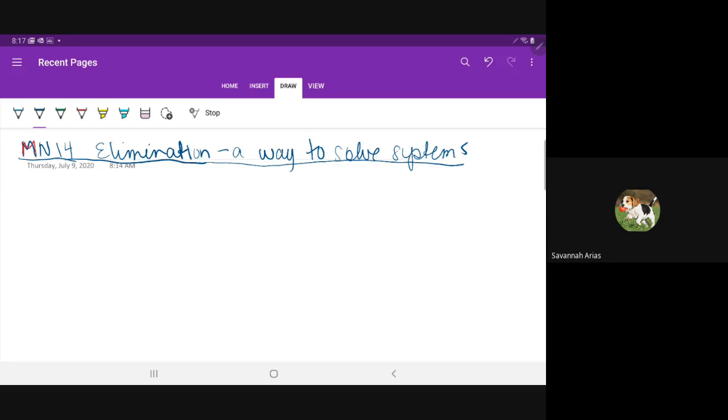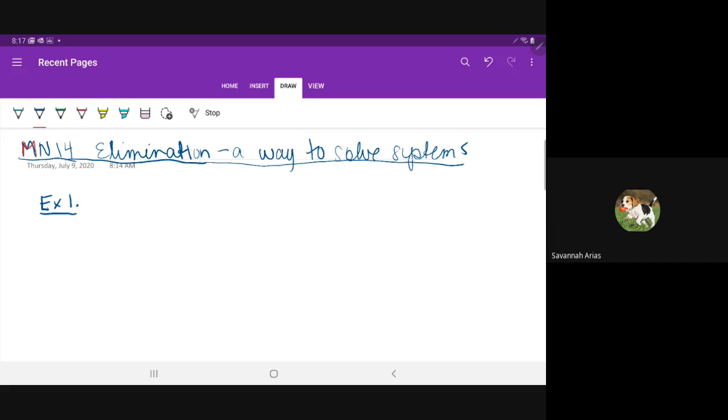So this is called elimination. There's three examples today. There's multiple methods on how to solve systems, but elimination is my favorite method. So I'm going to show you the elimination way to start with, and then I'm going to show you the substitution way later. Okay, so let me show you what the example looks like.